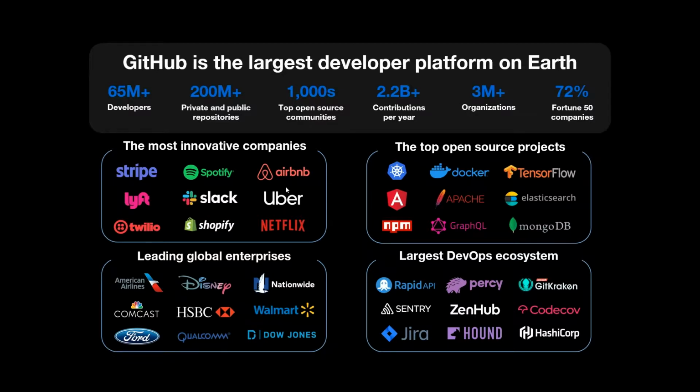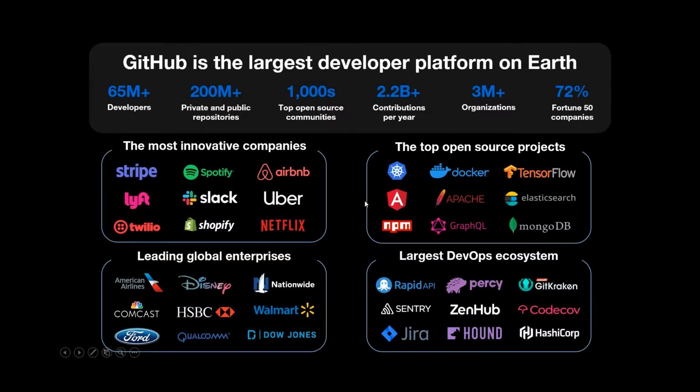So a lot of companies are using it. A lot of unicorn companies like Airbnb, Uber, Netflix, and so on. Top open source projects or companies are using it. Again, almost every major enterprise is using it as well at one point or another. And there are a lot of integrations as well, between GitHub and the other DevOps ecosystems.